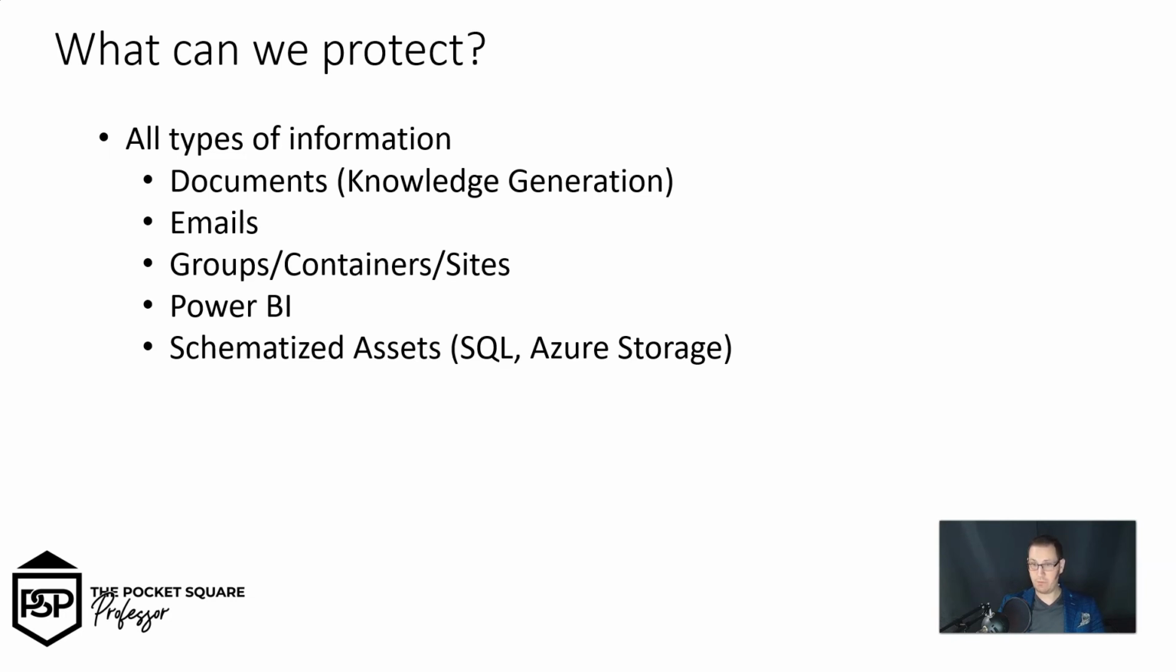So this is quite a lot of different things, but again, all types of information, such as documents and emails, and they don't have to be documents. It could be Excel, PowerPoint, Word, PDFs also absolutely can be done. We can do a lot of different things here. So we can really protect most of the knowledge generation as well as emails. Those are the biggest areas. Groups are also a big part of it here. I generally don't see Power BI used too much. I have seen the schematized assets used, but not as frequently as you would expect. Okay, so this is what we can protect.